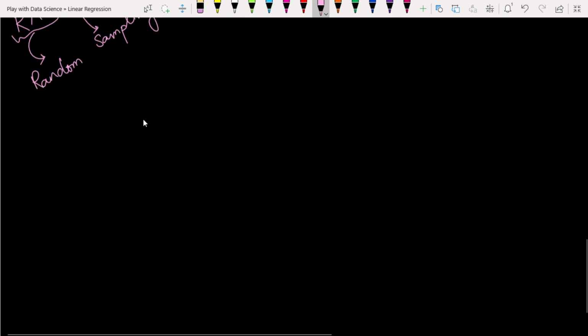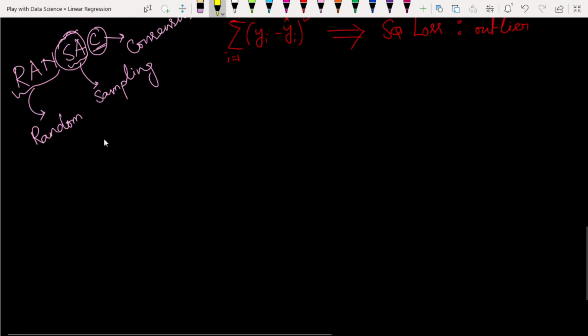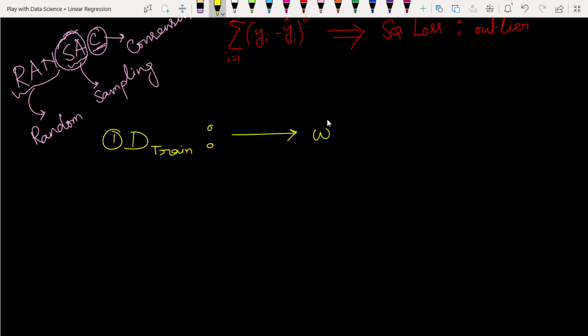Now let's see what this technique is, what the RANSAC technique is. First, we have a training data set that we call D train. After training using the D train data, we find the optimal weight vector, called W star, which is a vector, and W0 is the intercept, which is a scalar.